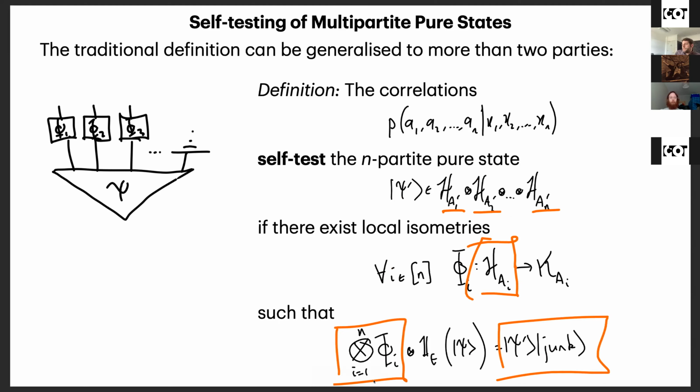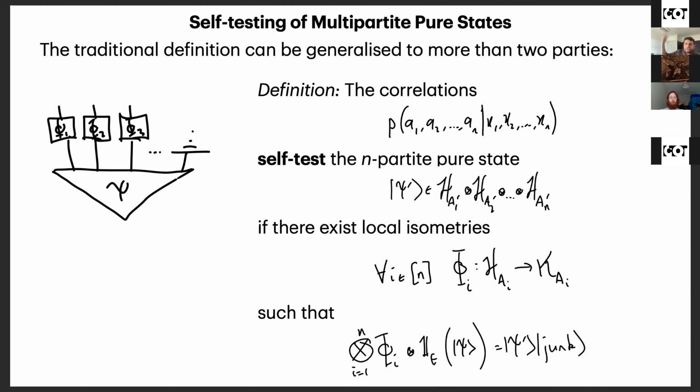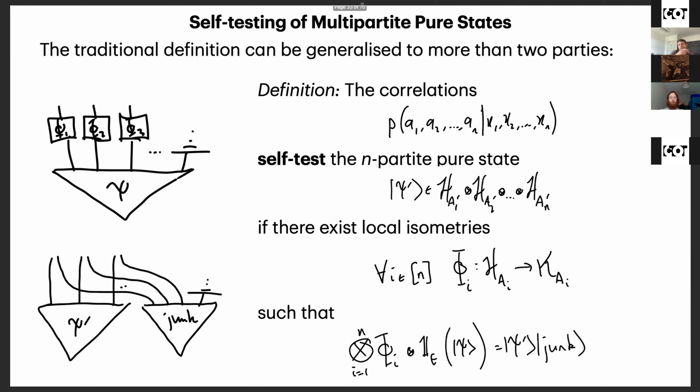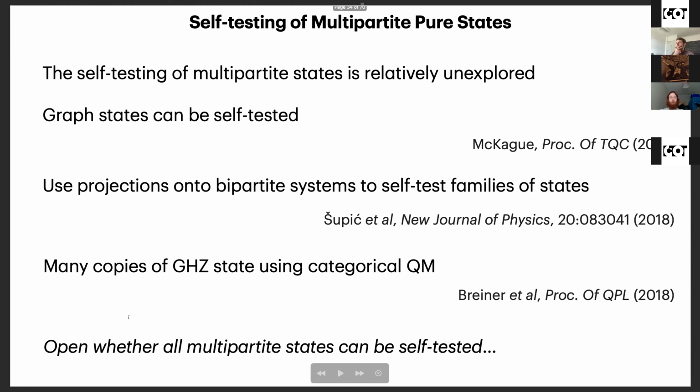Okay, and here we've got an n-fold tensor product of our local isometries. So everything there just translates from the bipartite case to the multipartite case. And so we get something that looks like this, right? You just draw a bunch more wires.